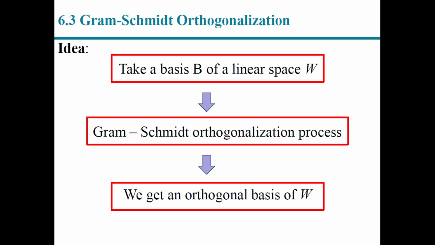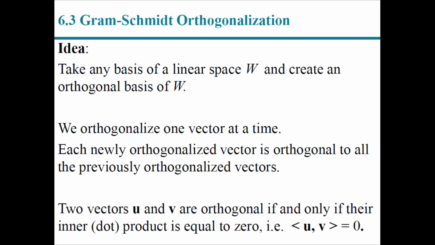It's very simple. And at the end, what I get is a set of vectors that are orthogonal. So I get my orthogonal basis for the linear space W. So I start with some basis B, I apply Gram-Schmidt, and at the end I get an orthogonal basis. After that, I could decide to normalize those vectors, and then I will have an orthonormal basis. So that's the main idea. Take any basis and create an orthogonal basis using Gram-Schmidt.